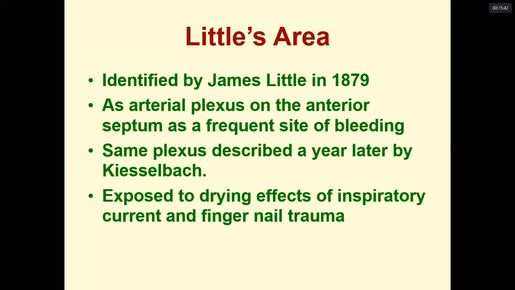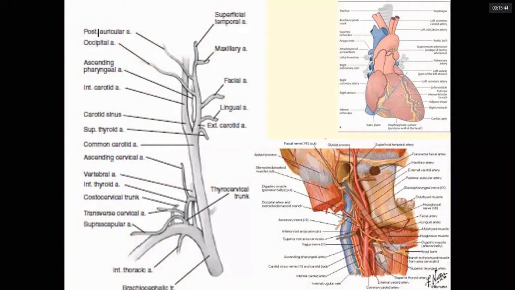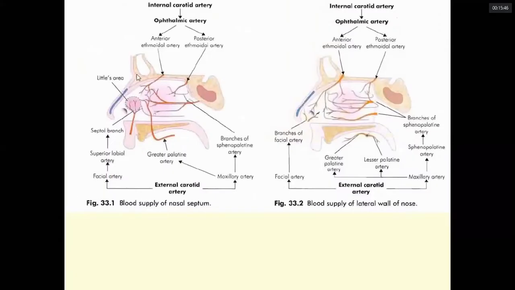Okay, and you can see the same thing here. Okay, this whole is the nasal septum. This is the quadrilateral cartilage and the perpendicular plate of ethmoid and the vomer bone here. And this is the vestibule, the opening here. And this is Little's area in the anterior inferior part of the nasal septum.